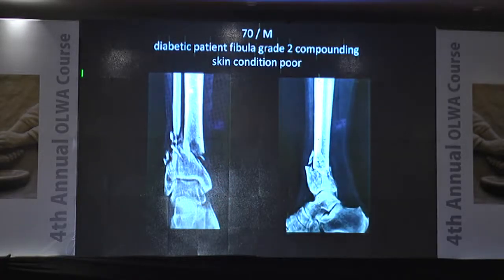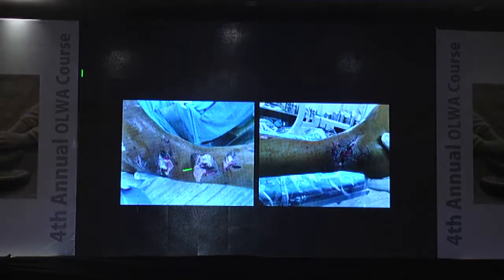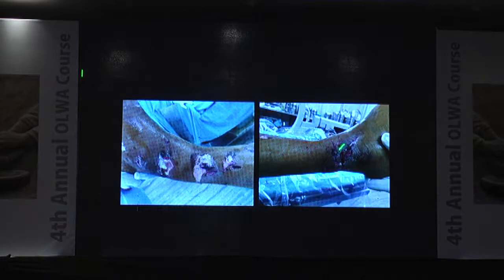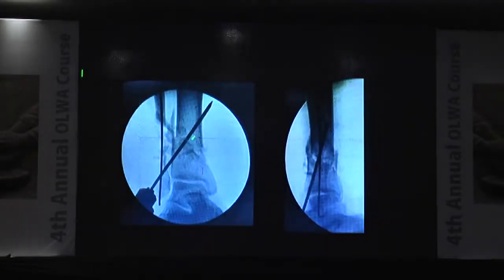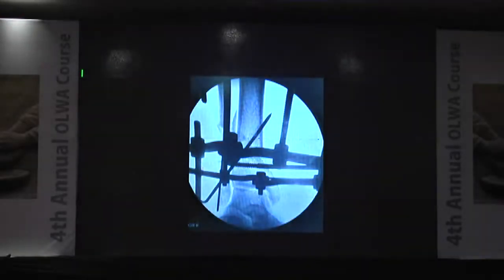Now, this is a 70-year-old male diabetic patient. Fibula is grade 2 compounding, severe comminution here, and this is how the skin is. This is the anteromedial skin, and this is the compounding wound over the lateral malleolus. So again, we did a fixation of the fibula with an intramedullary wire, and you can see this huge defect here. And we packed in antibiotic impregnated bone grafts through the compounding wound of the lateral malleolus, and you can see the grafts are filling up the space well. And then we did an interfrac thick K-wire fixation, and then we put in an Ilizarov fixation.